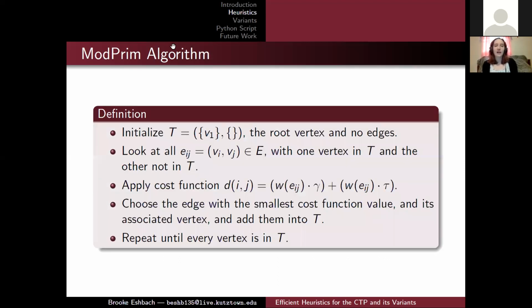And the way that this algorithm actually works is we initialize our solution tree T to just include the root vertex. Then we're going to look at every edge that has one vertex in T and one vertex out of T.